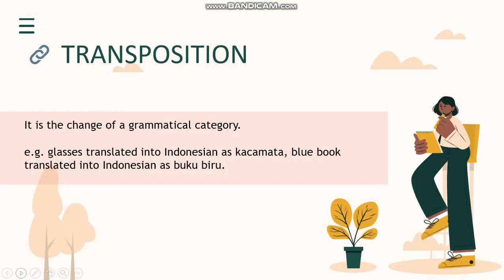The next is transposition. Transposition is changing the word class without changing the meaning. For example, "glasses" translated into Indonesian as kacamata. And then "blue book" translated into Indonesian as buku biru.